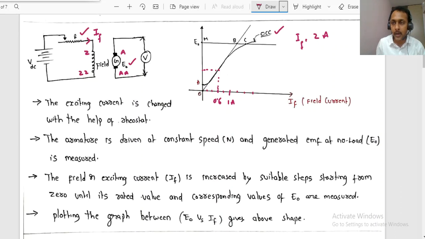Clear? I repeat again. For different values of field current, by slowly varying the rheostat, you control the current flowing to the field winding. If its rated current is, for example, 2 amps, you reach 2 amps in steps of 0.2, slowly reaching its rated value. At different values of current, you observe with the help of the voltmeter how much voltage is induced in the generator, and you note down those values. Now we plot the graph of IF versus E naught. If you join the points, you will get a curve like this.